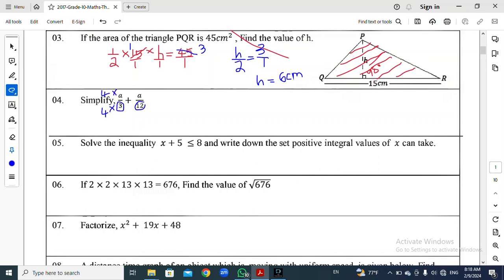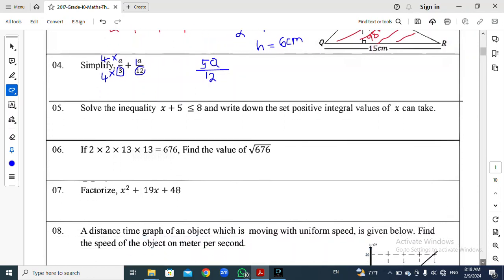Now you see 4 into 3 is 12, here also 12, so we can take 12 as the common denominator. Now we consider the numerators: 4 into a is 4a, and here 1a, so 4a plus 1a is equal to 5a. So easily we can get the answer. This is a very easy question. Mostly you can expect one question of this type in exams.